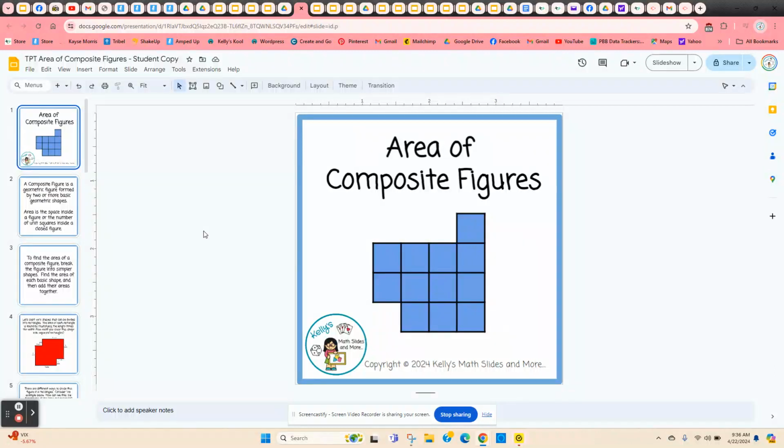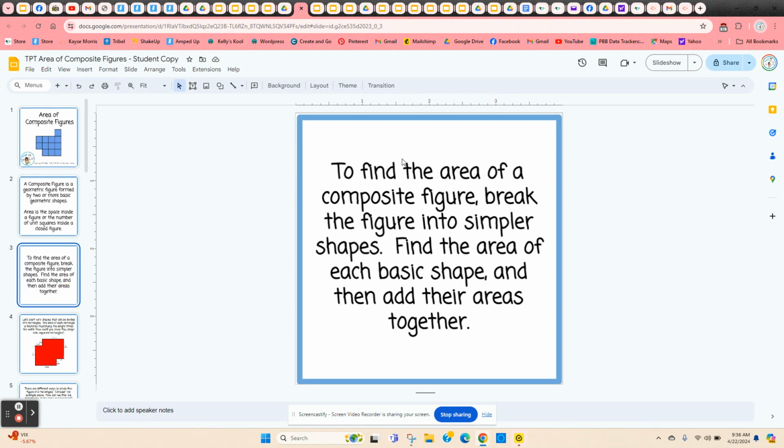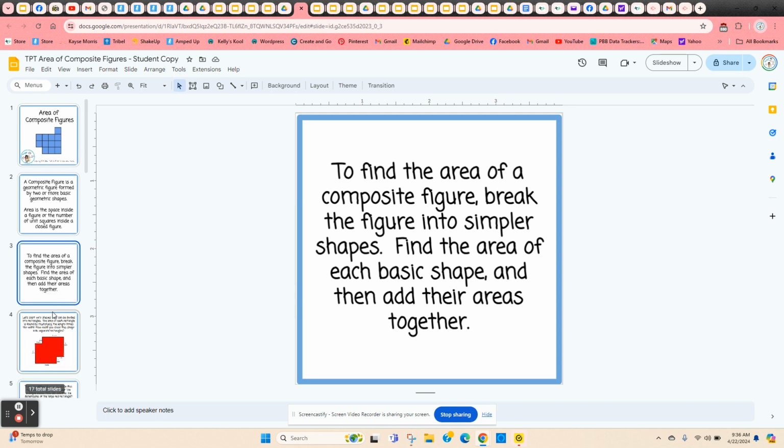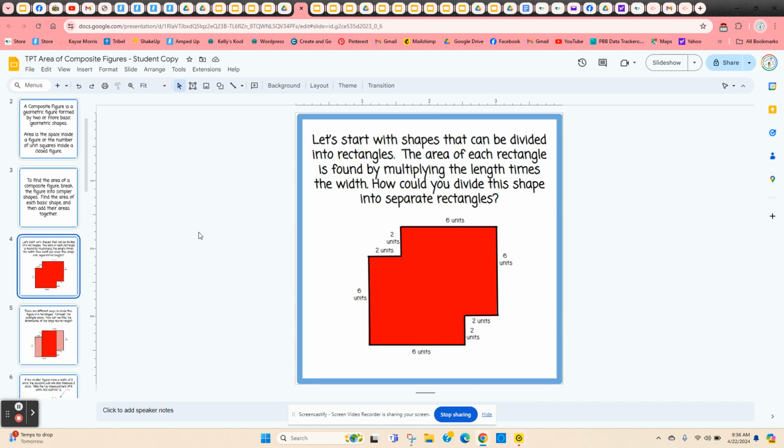Area of composite figures. This is a digital lesson and it is self-checking. So the lesson starts with the definition of what a composite figure is and the definition of area. It explains that to find the area of a composite figure, you have to break it down into simpler shapes and then find the area of each of those shapes and add them together.